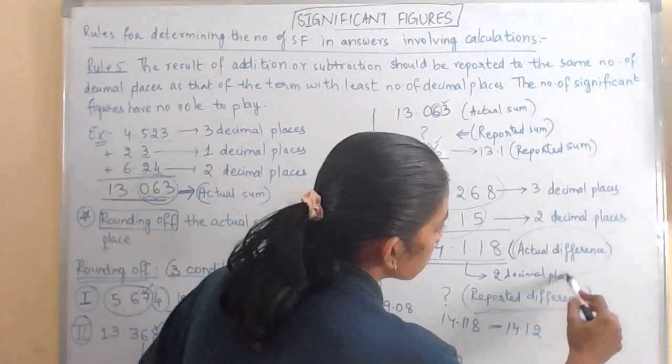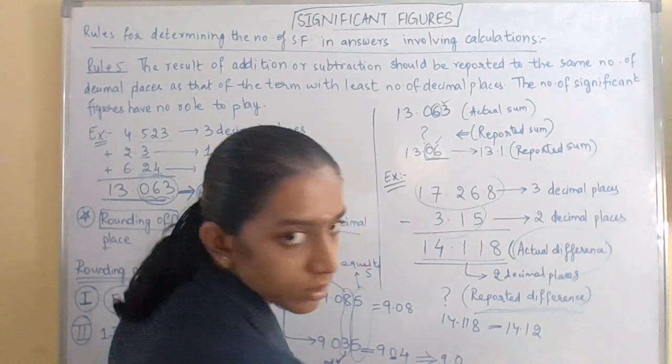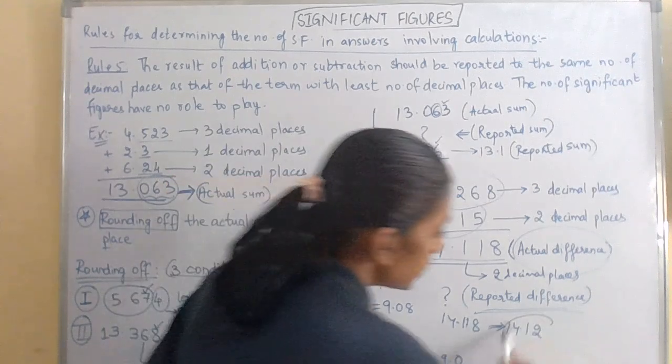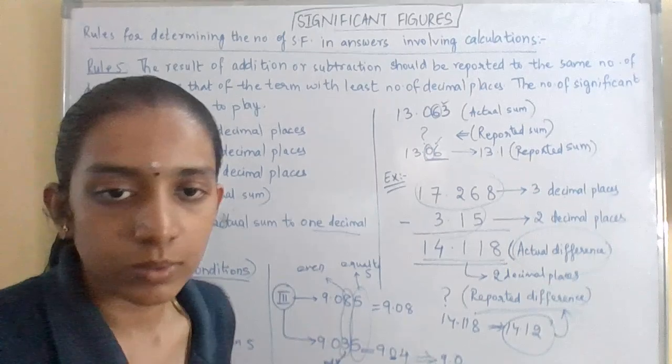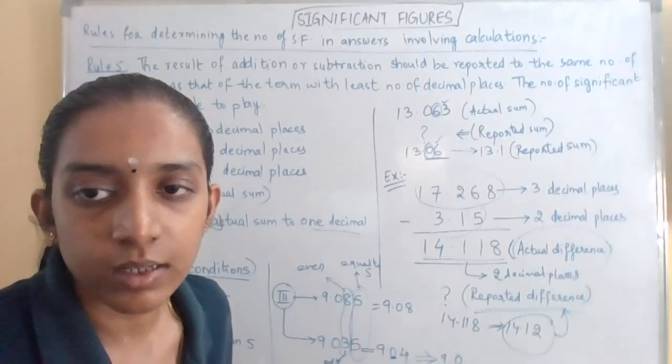So how do you do this? By rounding off. 14.118, when it is rounded off, we will get 14.12. This is the reported difference. So this is how we'll determine the number of significant figures in calculations like additions or subtractions.